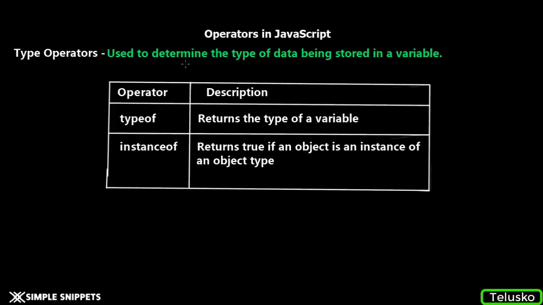Then we have the typeof operator, which is used to determine the type of data being stored in a variable or an object. Depending upon whether it is a variable, we use typeof, and if it's an object, we use instanceof. If a variable is holding a numeric value, that is a number value, it will return a numeric output. We'll use typeof and instanceof also in further videos.